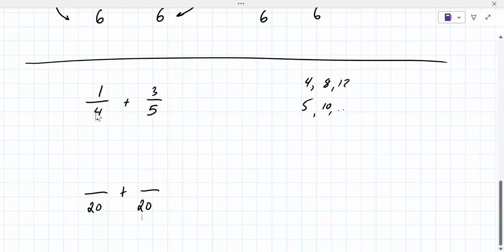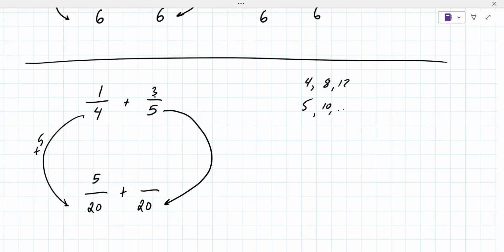And then what number do you multiply 4 by to get 20? 5. So multiply this top number by 5. That becomes 5. Okay. And then same thing over here on the right. 3 times what gets you to 20? 4. So you're going to multiply that top number by 4. What does that become?